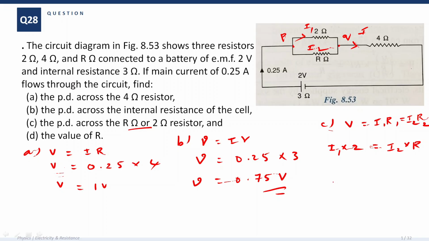Before that, I will find here the equivalent resistance when they are connected in parallel, and then I will find the total resistance in the given circuit. So I will go with the next page. So here this 3 ohms internal resistance and this external 4 ohms are connected in series. Series we know that is 7 ohms.